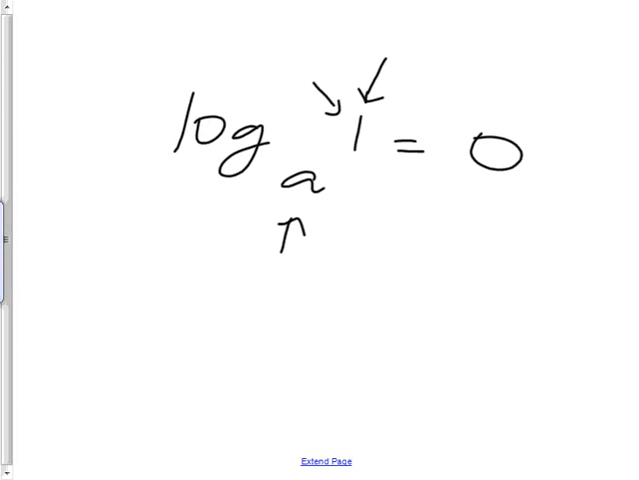Remember when we did that beginning one where it was log 7 over log 5? You just type in the argument first.